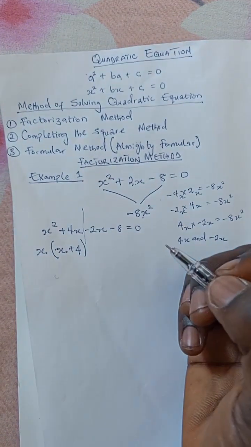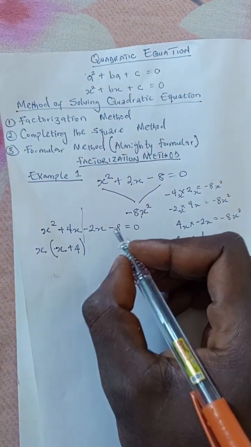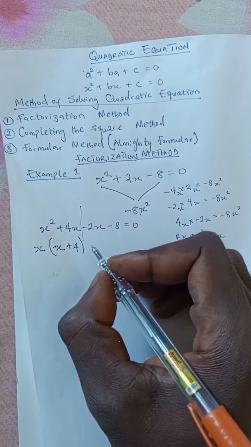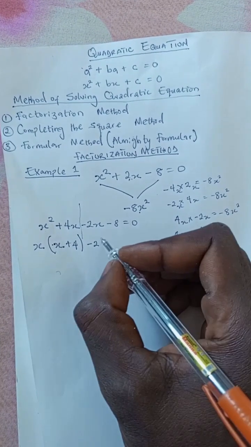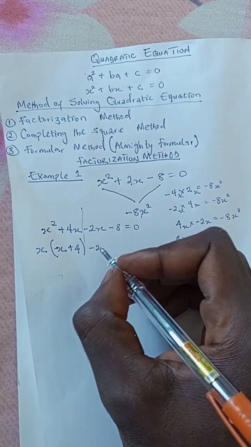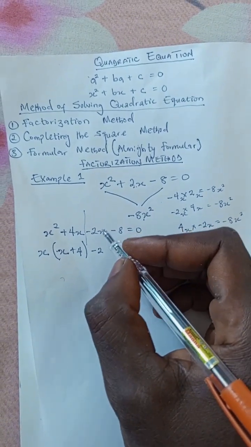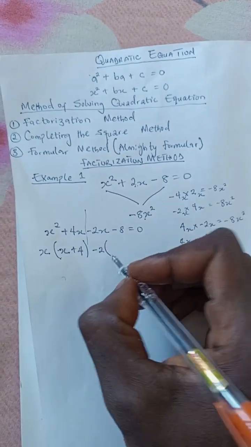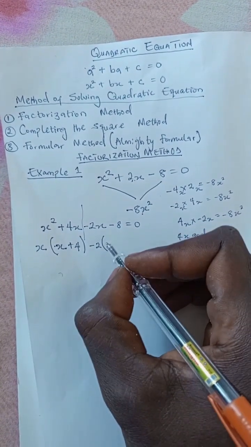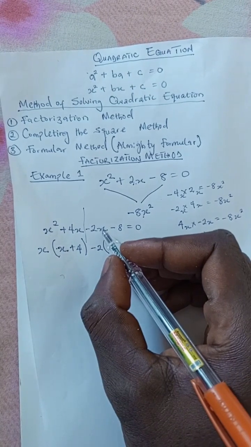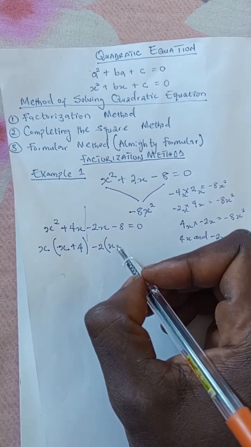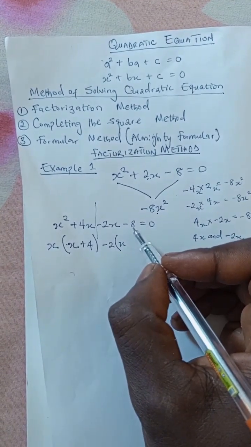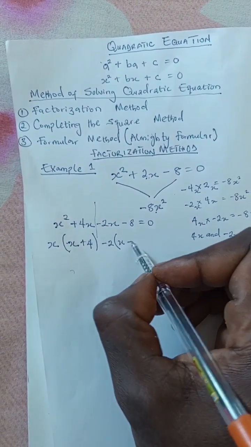I'll close my bracket. Then here, what is common between these two is minus 2, or a factor here that when you open a bracket is going to return back this particular side of the equation. Open bracket x, because minus 2 times x is going to give you minus 2x, and then what will you multiply here to give you minus 8? So I can say positive 4.